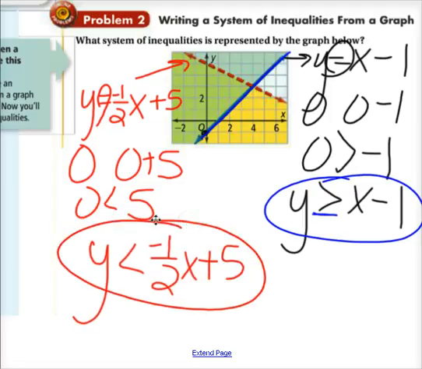So once these two lines were graphed, the green region is where their solution is. But these are the two inequalities of our system from looking at a graph. Take your time when doing problems like this.